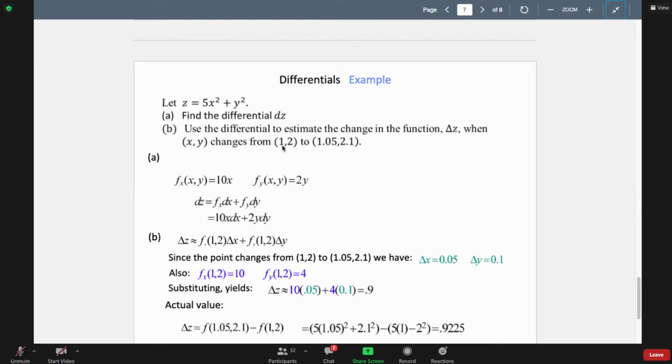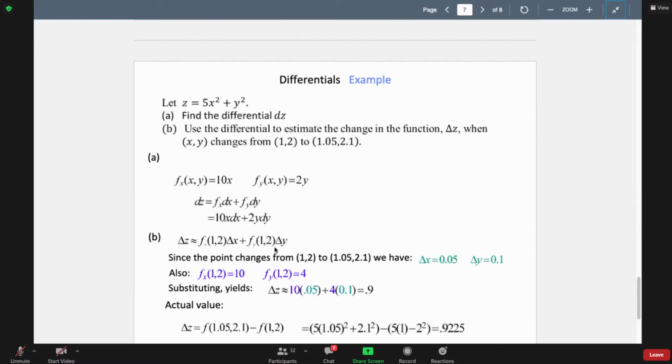You see the difference between x values is 0.05, so delta x is 0.05. And the difference between y values is 0.1. So delta x is 0.05, delta y is 0.1. Okay, so let's do it. To find the differential, we had a formula on the previous page. You need fx and you need fy. Well, fx is 10x. fy is 2y. So dz is fx dx plus fy dy. So dz is 10x dx plus 2y dy.